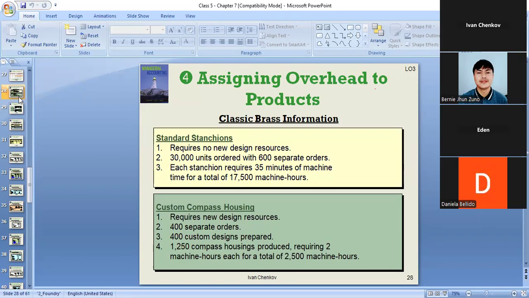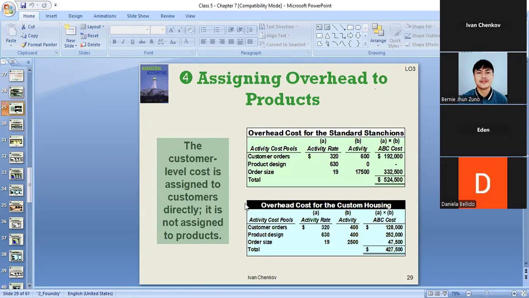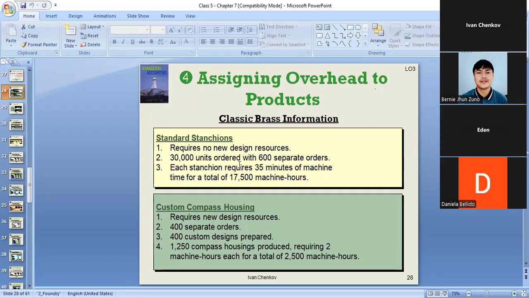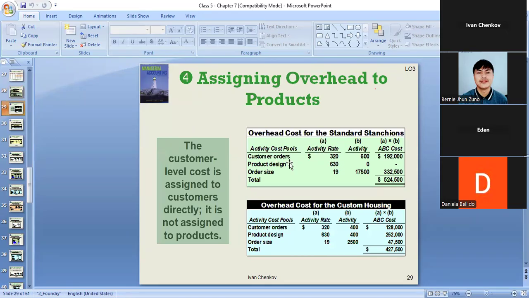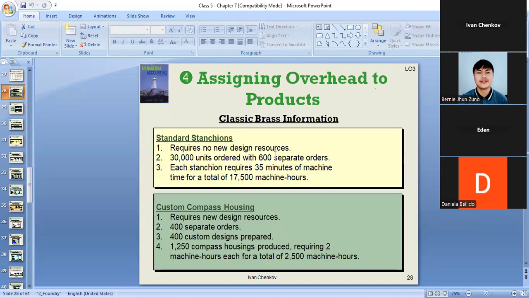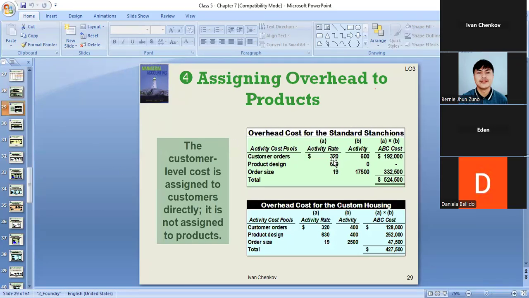Once we have those, we can start easily applying. For the standard, we have 600 orders. Every order costs us $320. In total, $192,000. Product design: there's no product design, so we don't have to worry about the product design. But for the order size, we're using 17,500 hours, which costs us $90 per hour. That's the cost.